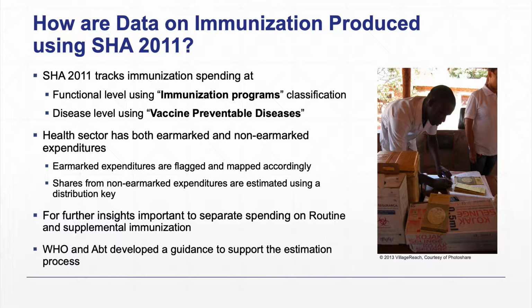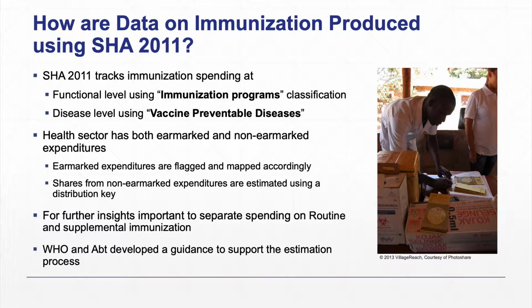Is it at hospital level, at the primary level, or elsewhere? The other component is that this classification also allows you to tag the inputs that have been used to provide the services. Through this, it will help you track immunization spending broken down by the inputs used, such as labor, vaccines, and other inputs used to provide the service.